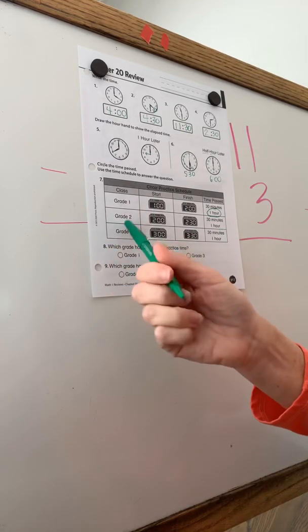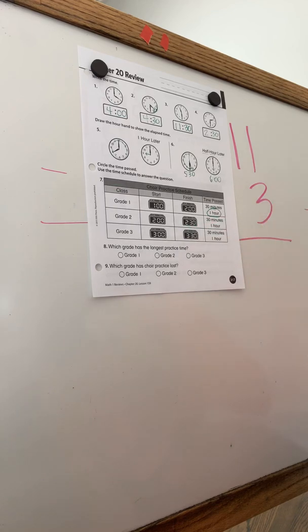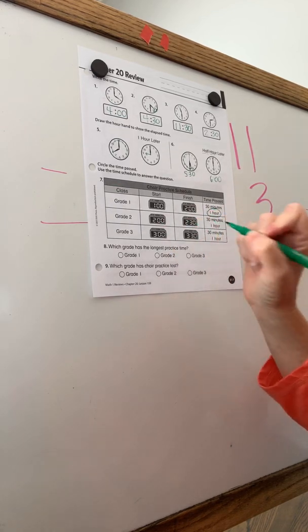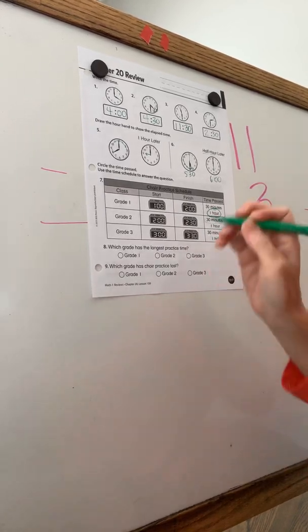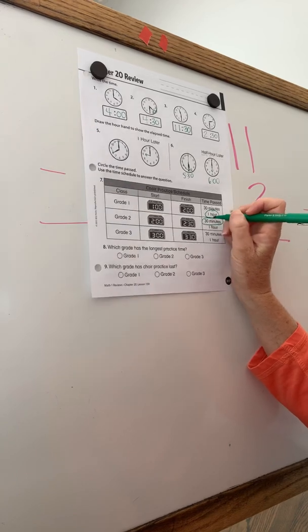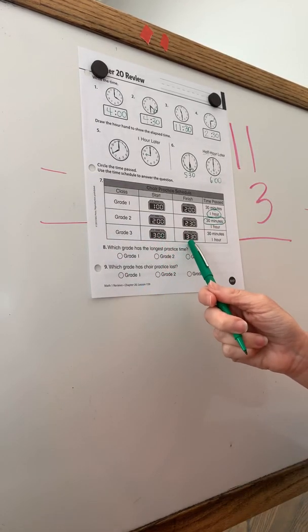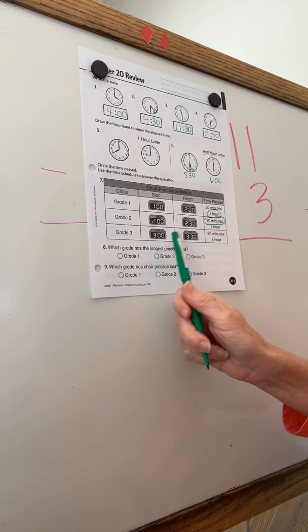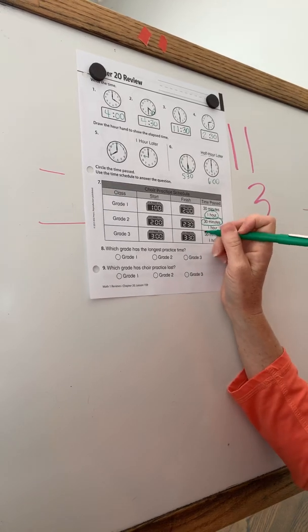Grade 2, second grade, they come at 2 o'clock and they end at 2:30. So our hour hand has not changed. Our minutes have just changed by 30 minutes. So we know that's going to be 30 minutes for second grade. And third grade, they start at 3 o'clock and they end at 3:30. So our hour is staying the same. Our minutes are just increasing, getting bigger by 30. So it's going to be 30 minutes.